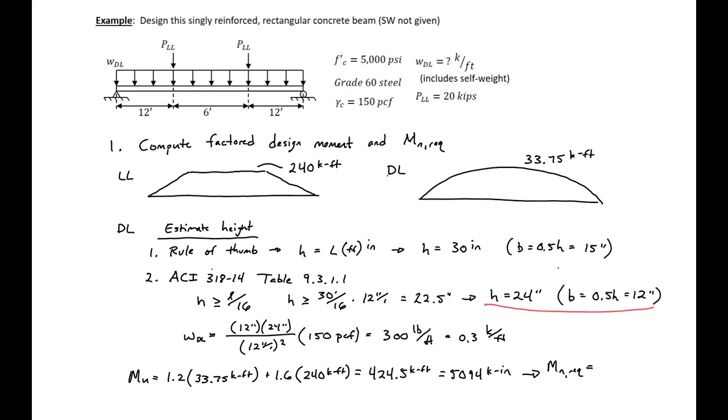which is equal to our Mu divided by phi, where we'll use a tension-controlled phi of 0.9, and we'll find our Mn required here to be 5,660 kip-inches. And this will be the moment that we'll move forward with through this example.